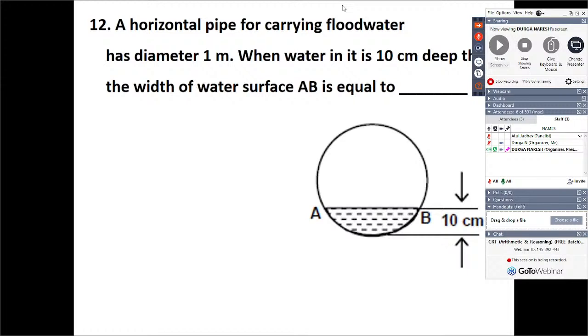So this is the horizontal pipe. If you observe properly, we cannot enter into the pipe, but we see the outline of this pipe. Whenever the water is in the pipe, that is the view. What is the height of the water? Only 10 centimeters.